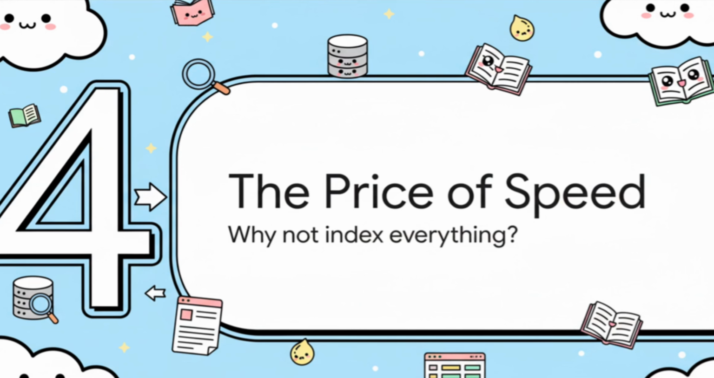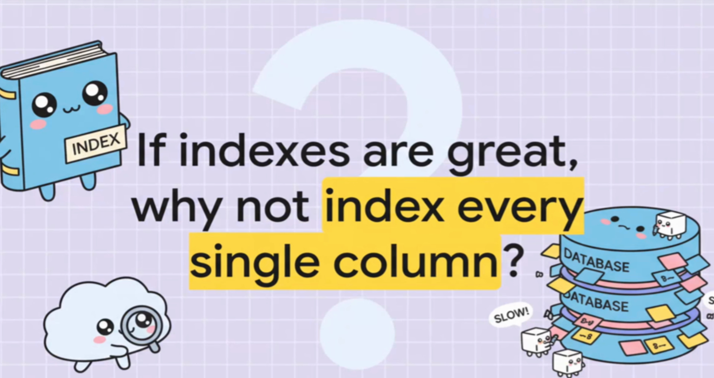Now, all of this sounds incredible, right? Which, of course, leads to a very logical question. If indexes are so great, why don't we just index everything? And that brings us to the really crucial trade-offs. It seems like the obvious solution, doesn't it? If we want every possible search to be lightning fast, let's just slap an index on every single column.